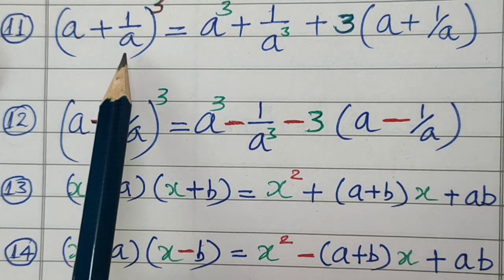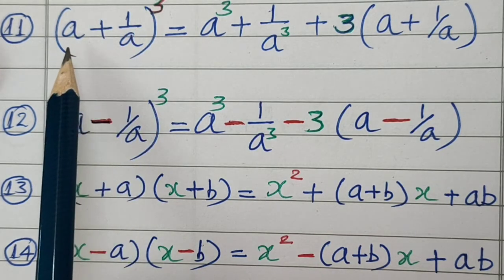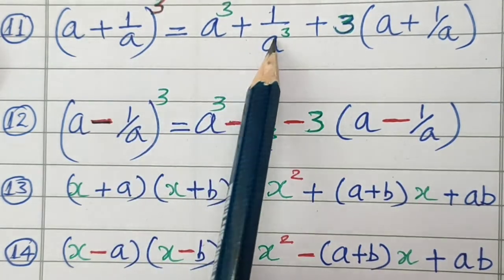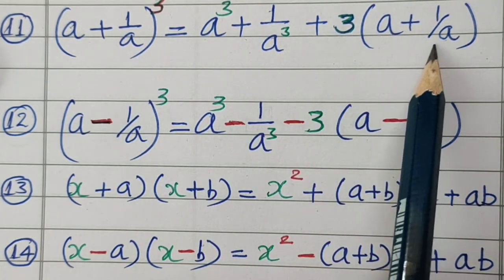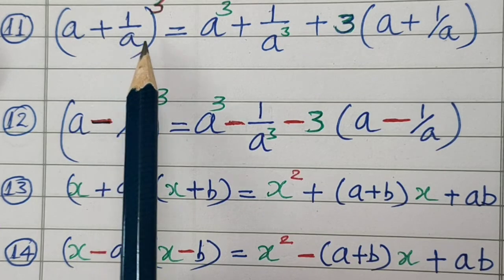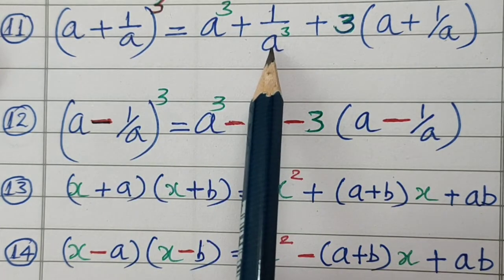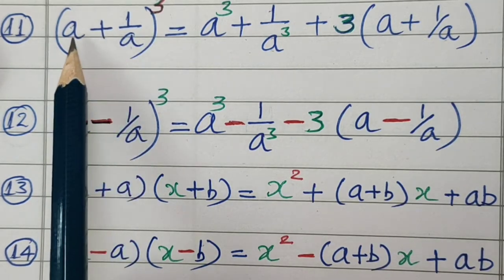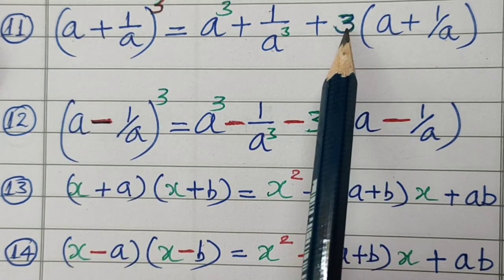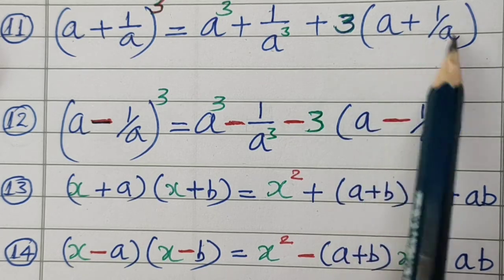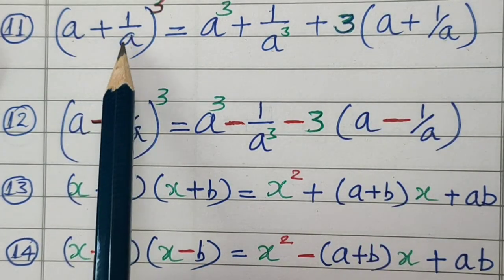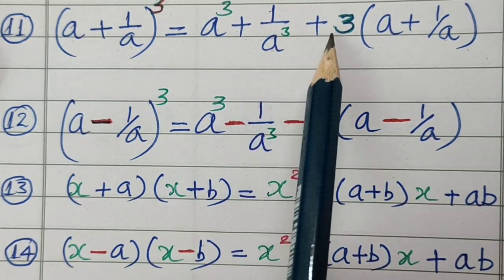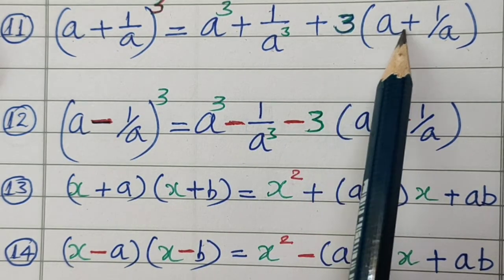(a + 1/a)³. This is in the form of (a + b)³: a³ + b³ + 3ab(a + b). In place of b we have 1/a: a³ + (1/a)³ + 3 into a into 1/a. Then a will get cancelled. That's why there is 3 here into (a + 1/a). (a + 1/a)³ is equal to a³ + 1/a³ + 3(a + 1/a).